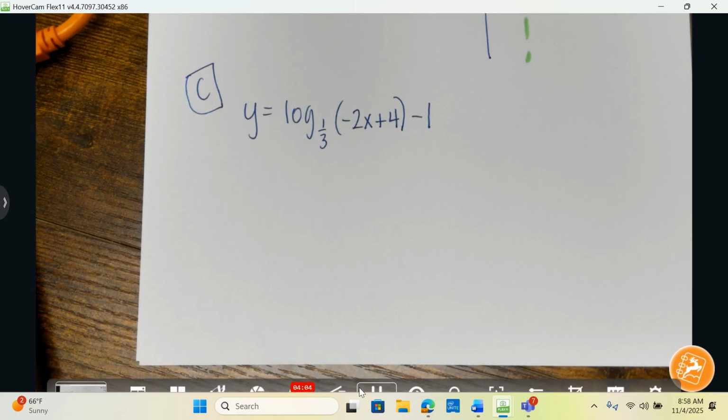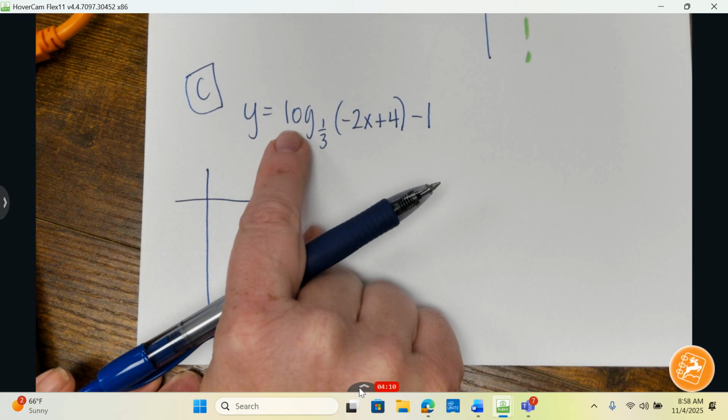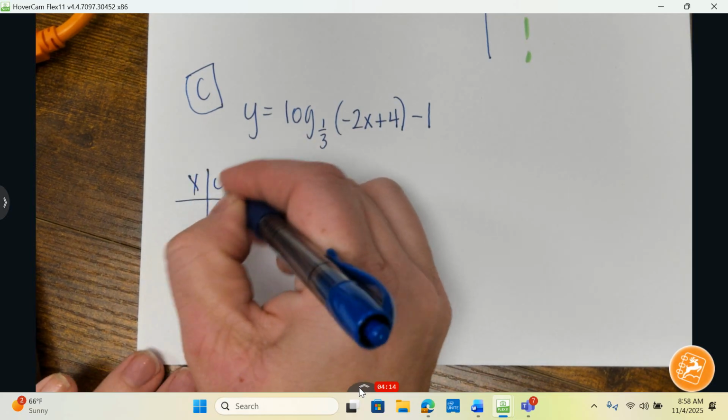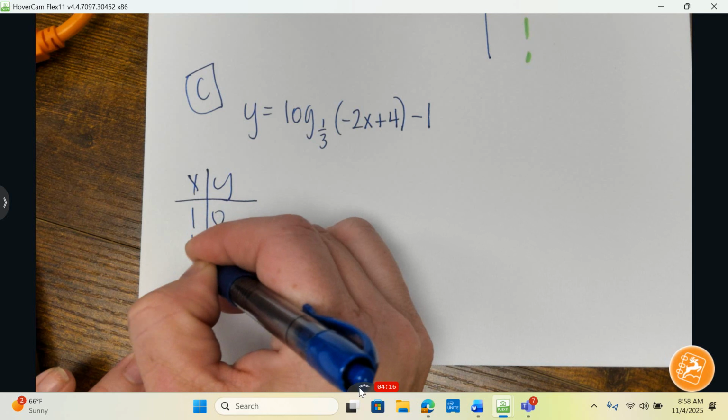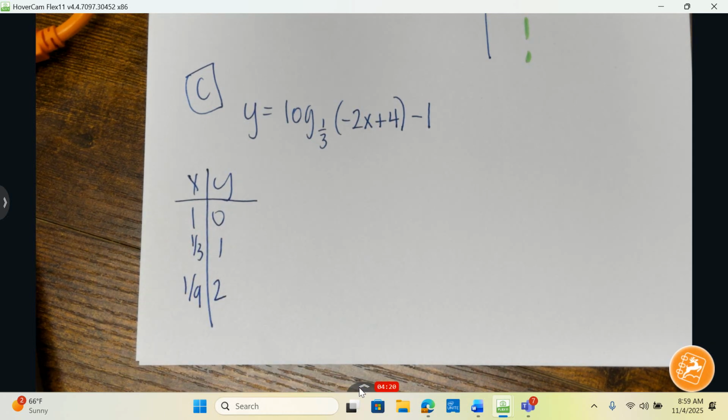So where do I even start with this? Because it can absolutely seem overwhelming. The first thing I do is I recognize that we're working with the parent function log of 1/3. So I'm going to start right away by writing down 1, 0, 1/3 1, and 1/9 2. By raise of hand so I can see where you are. How many people did that as well? You wrote down the parent function.